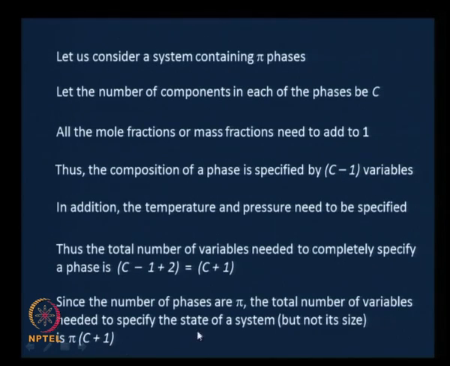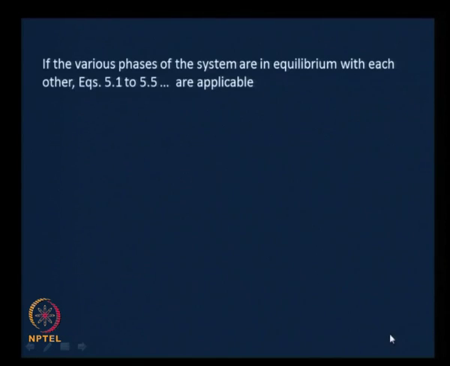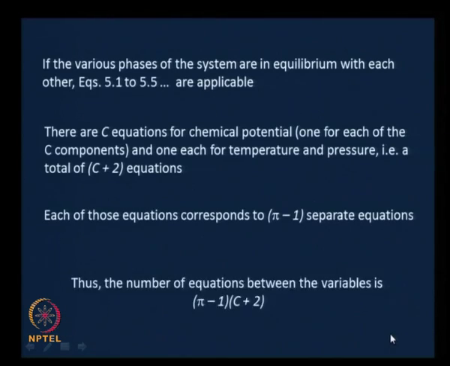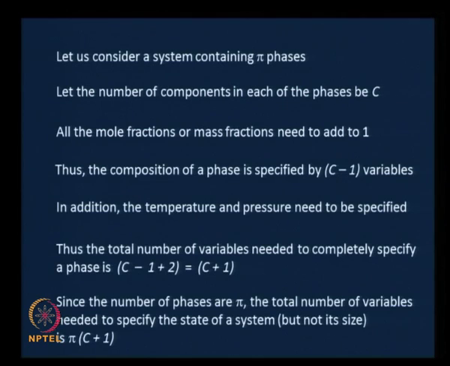This is the number of variables, and we saw that the number of equations between the variables, by the arguments, you can go back and see the arguments again, is pi minus 1 into C plus 2. Therefore, the number of equations between the variables is pi minus 1 into C plus 2, and the number of variables was pi into C plus 1.